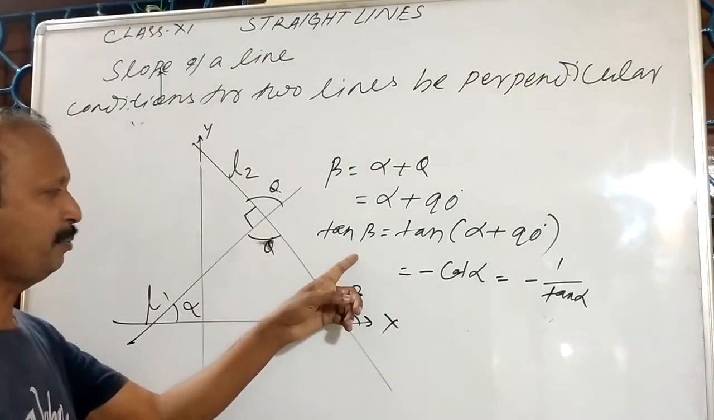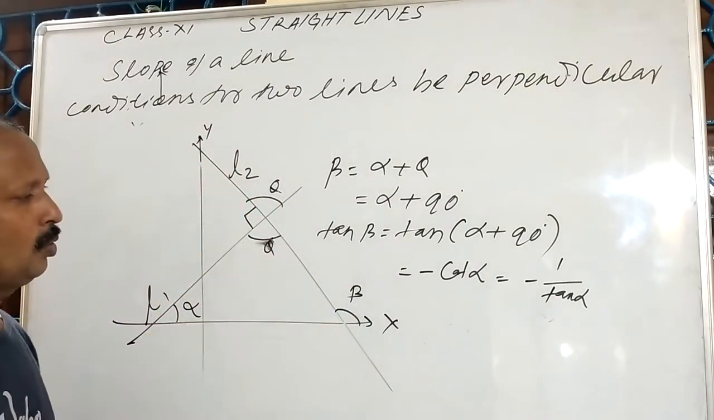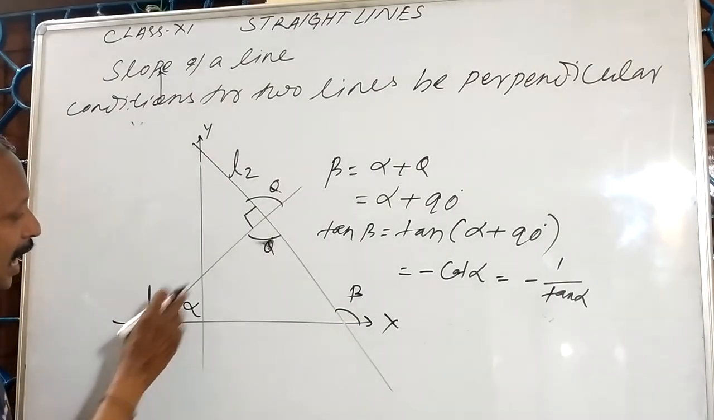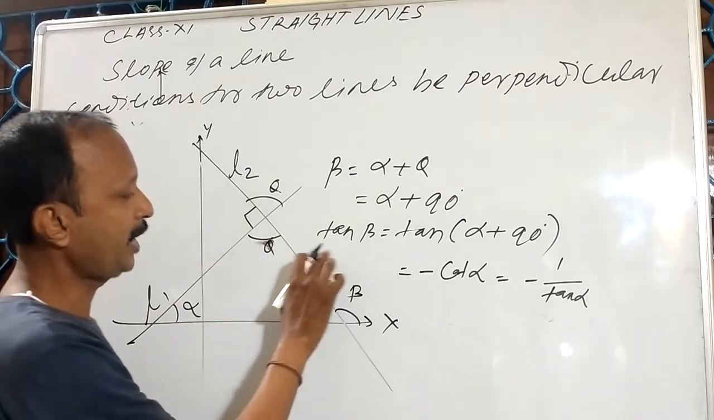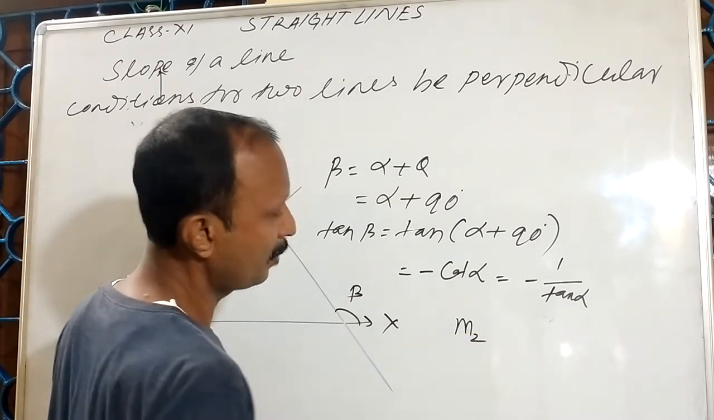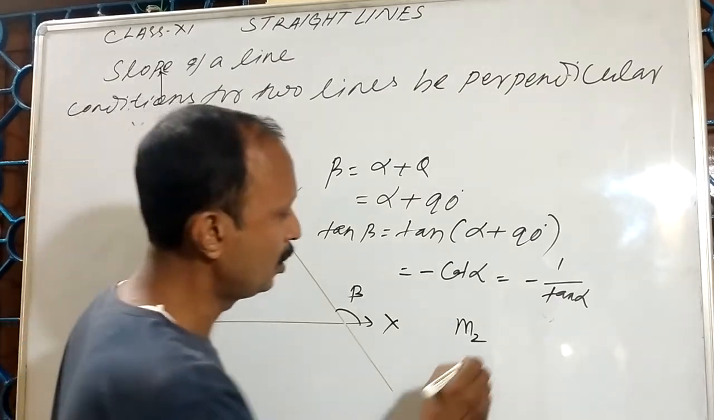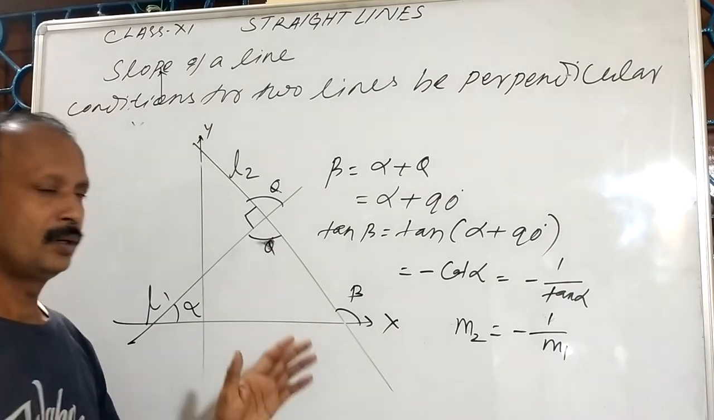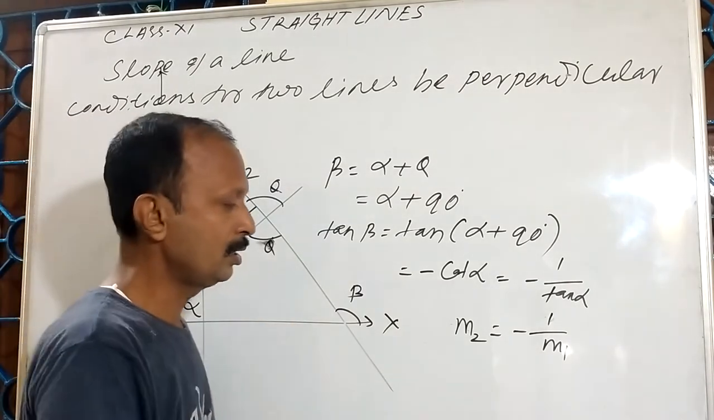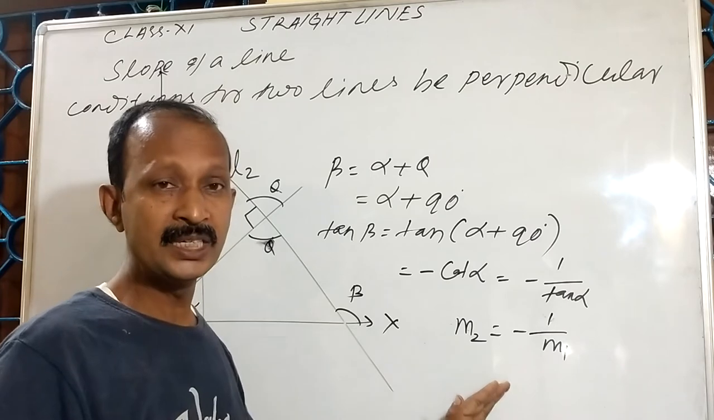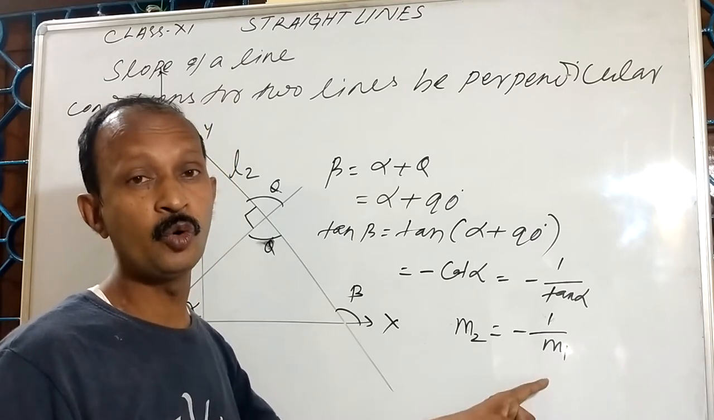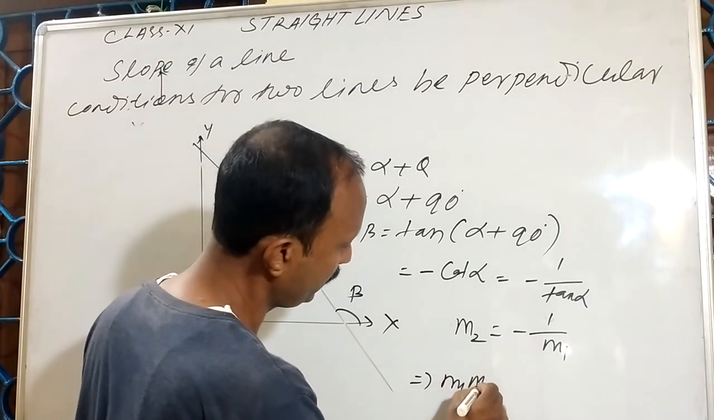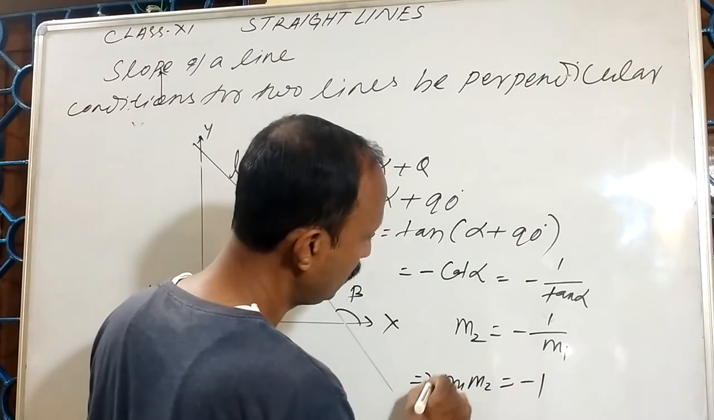Okay, so tan beta is the slope of the line L2, whereas tan alpha is the slope of this line L1. So tan beta is the slope of the line L2. I have taken M2, and this one I have taken M1. So I hope you understood. Here the slope of one line is the negative reciprocal of the slope of the other line, or you can say that M1 into M2 is equal to minus 1.